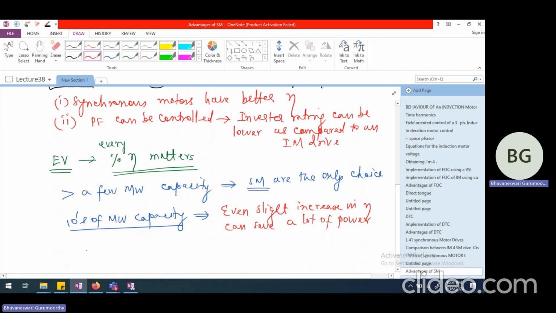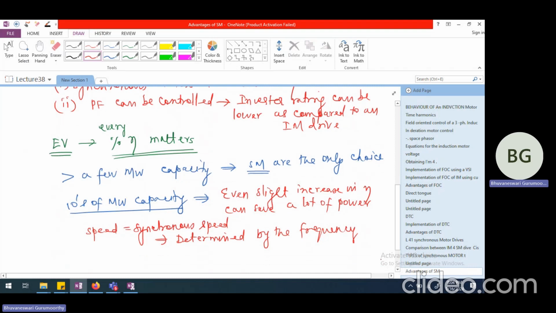And another major advantage is the speed is always equal to synchronous speed, which is determined by the frequency. So you would be able to control the speed very, very accurately. If you want to control the speed very accurately, like in a tape recorder, a clock or a microwave turntable, all these things generally use a synchronous motor wherever you want very accurate control of speed.